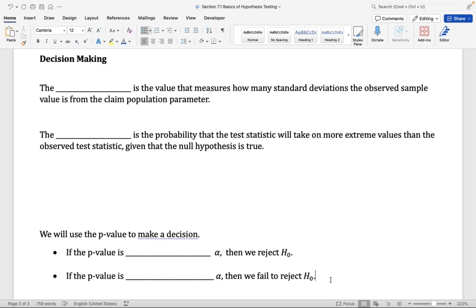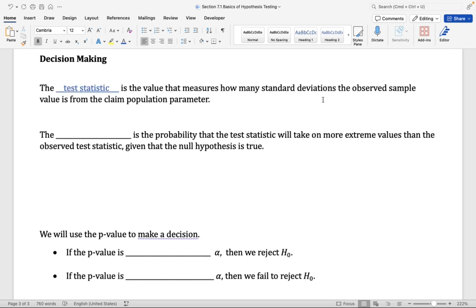The last thing I'm going to mention in this lesson is how exactly you're going to be making a decision. How are you going to be deciding whether you're rejecting the null hypothesis or failing to reject the null hypothesis? First, I want to mention what a test statistic is.